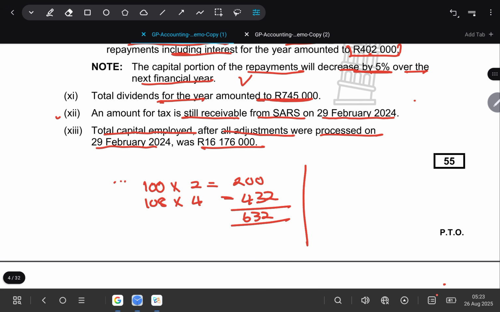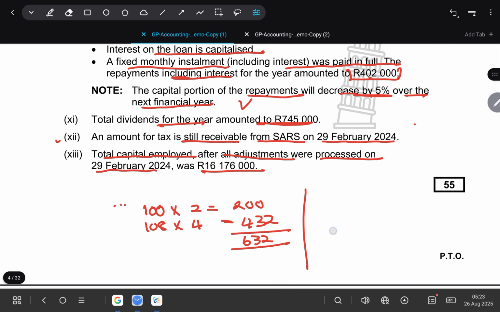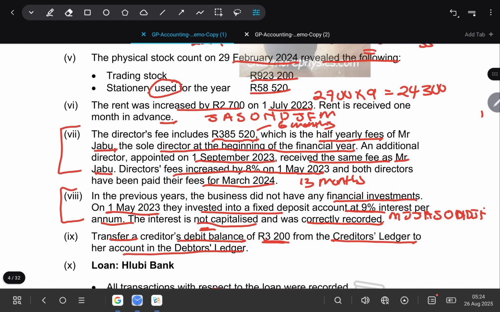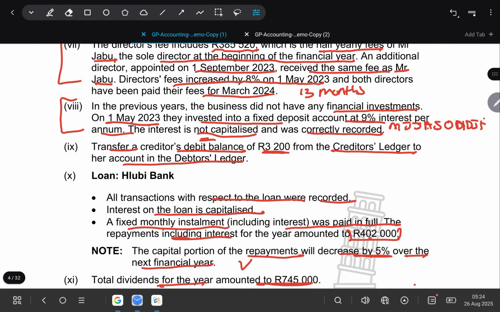So now remember, we want only the amount for March. But in March, remember, we made 2 payments, right? So it means we're going to say 108 times 2 is 216. So we're going to say 216 divided by 632 times that director's fees amount, which is 385,520.